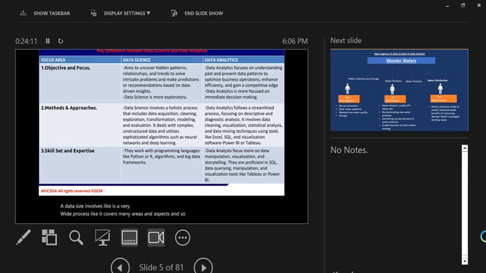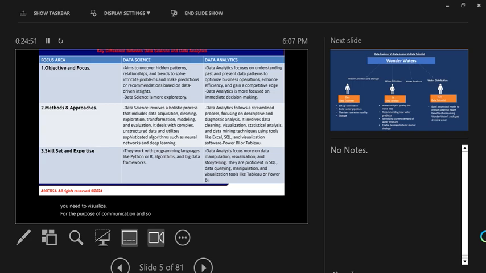In terms of skill set and expertise, data analysts mostly focus on data manipulation, visualization, and storytelling. And therefore, to achieve that, you need structured query language if you want to retrieve data directly from the server. Mostly it's used for data querying. You need data manipulation skills, and you need to visualize for the purpose of communication and so on.